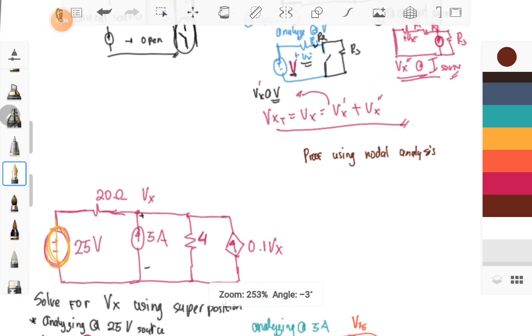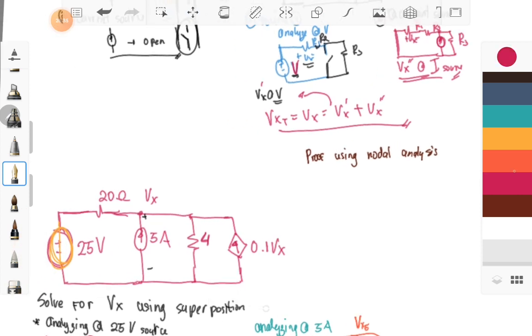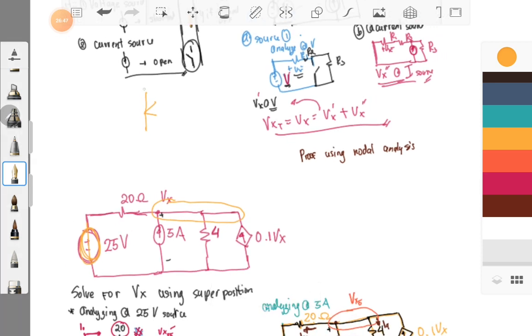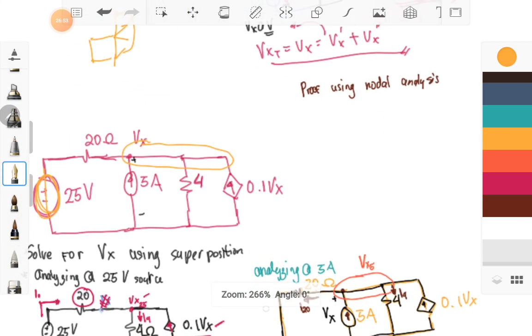Okay, so take note that it is just one node. Isn't it? Because it is in parallel, it is only one node. If you redraw it, it will look like this, right? Then you have a ground, going to the ground. The circuit will look like that. So therefore, this is just one node.